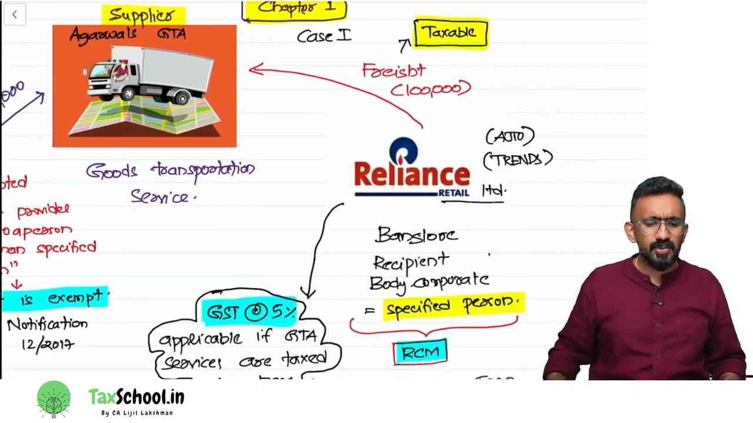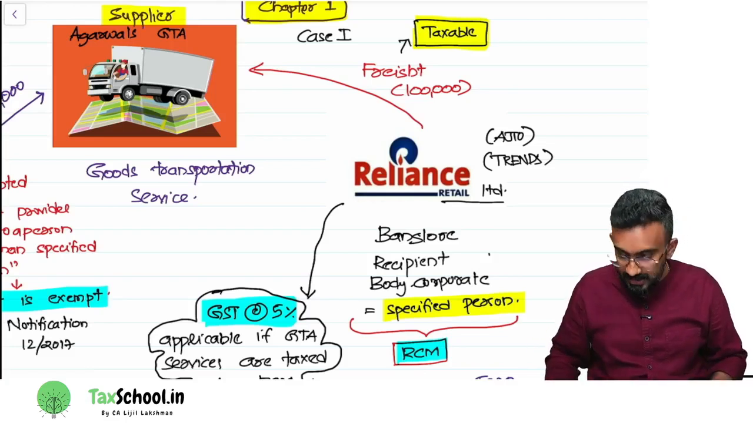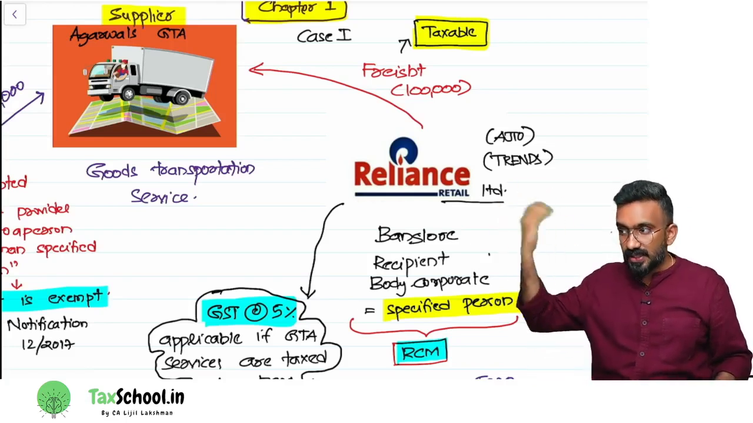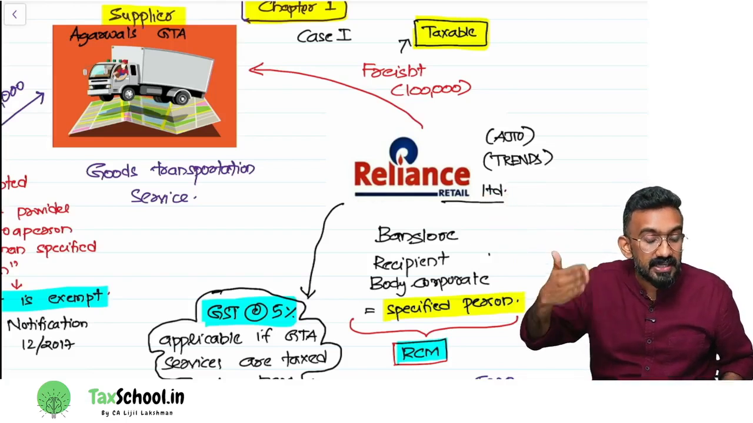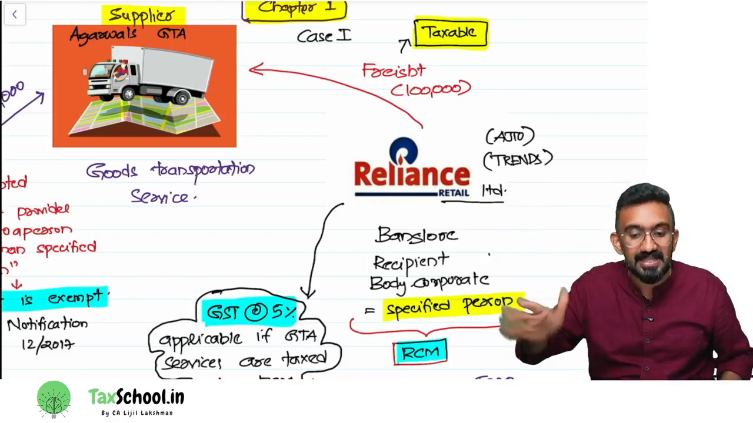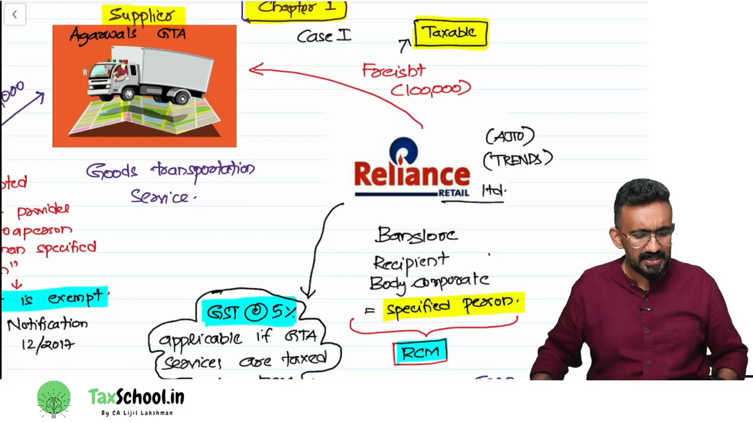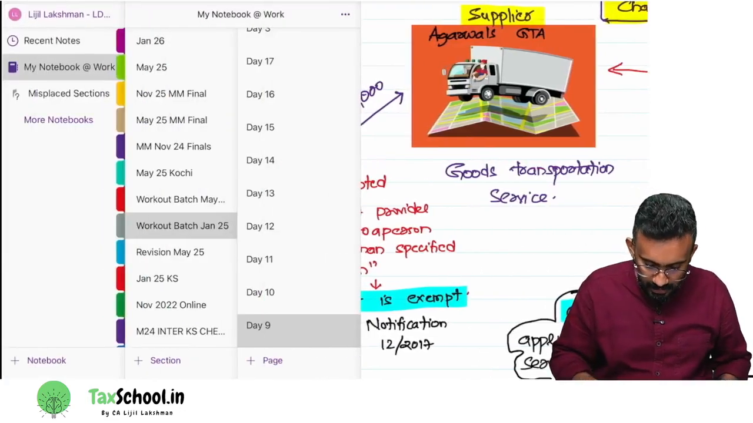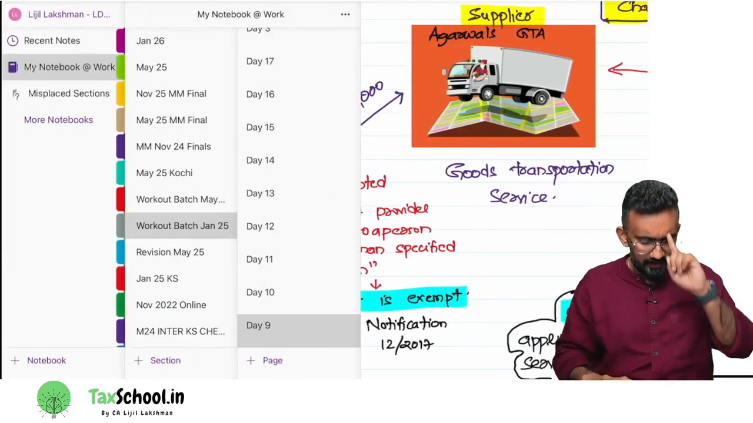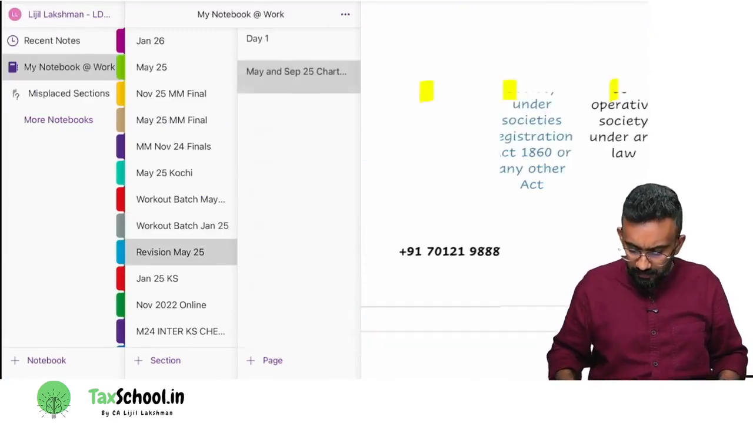Is it the only case where it will be exempt? Not only in these cases. Even if it is Reliance Retail, for some products, if they transport them, it will be exempted anyway. What are these products? There is a code word for that. That's why I said GTA is not an easy case. You have to give full attention to understand it in full.